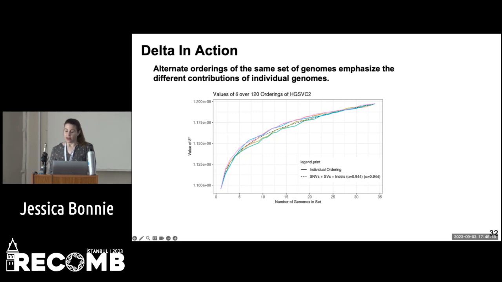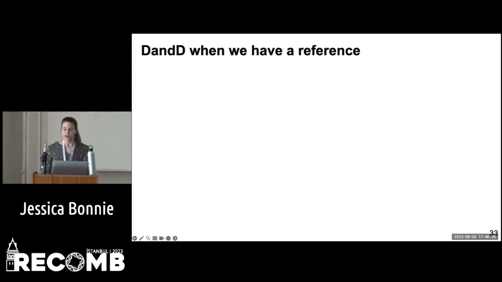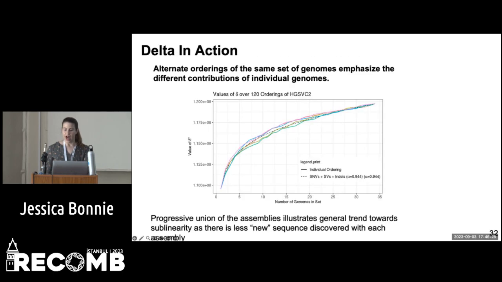As I said previously, we can see that the order in which assemblies are added to the collection affects the contribution that each makes to the set. Here you see the exact same set of genomes added one by one in 5 different orderings. And those bumps that you see are a consequence of genomes with higher or lower amount of new sequence being added earlier than other genomes with overlapping content.